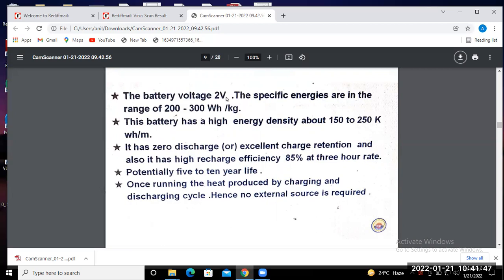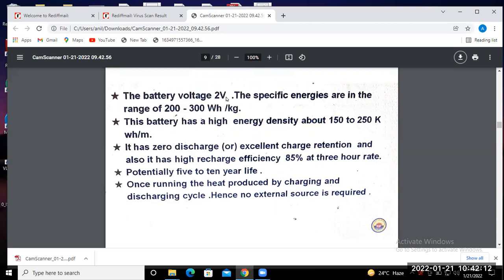Remember the charge, this battery during the charge. So charge retention is excellent, and also it has a high recharge efficiency, almost about 85%, and can be charged in a 3 hour rate. So potentially a 5 to 10 year life for the sodium sulfur battery.